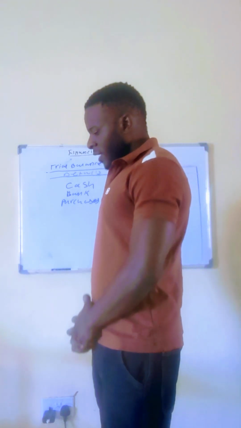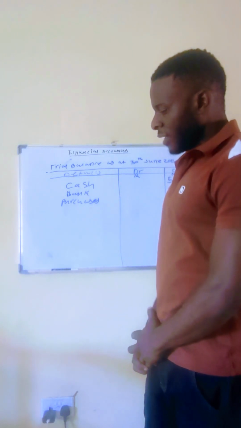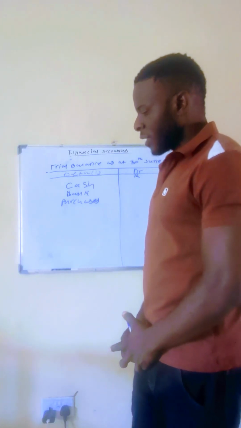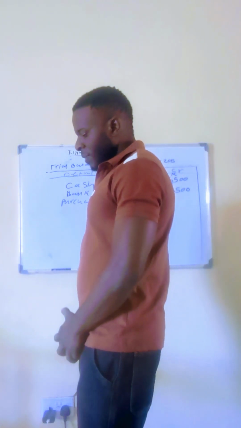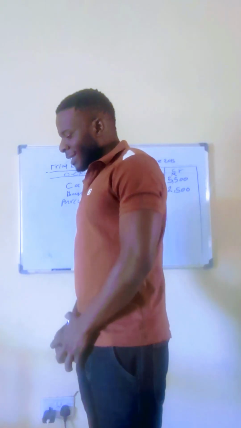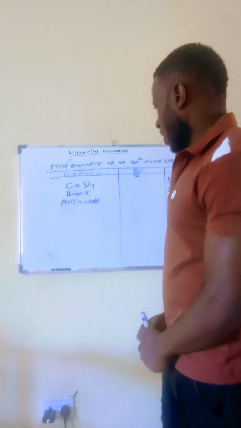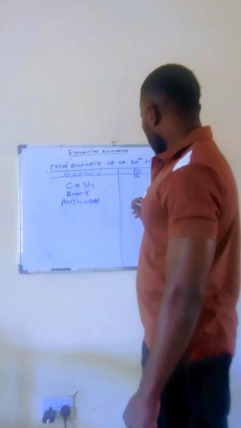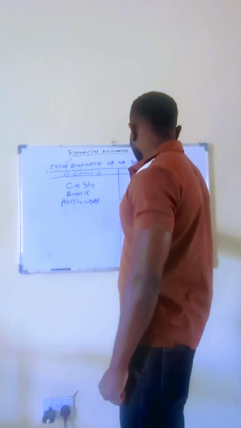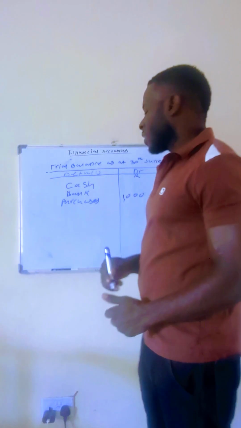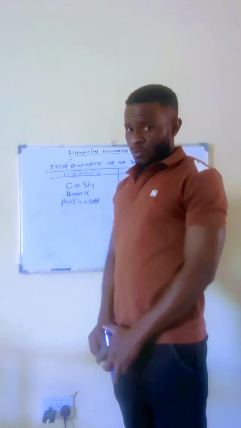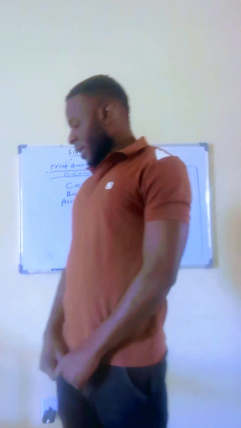Let's identify what the balance brought down figure is, and where it has been recorded. The balance brought down figure is 1,000, and it has been recorded on the debit side of this account. So we have 1,000. Ensure you put a comma there. Failure to do that will lead to the deduction of marks.